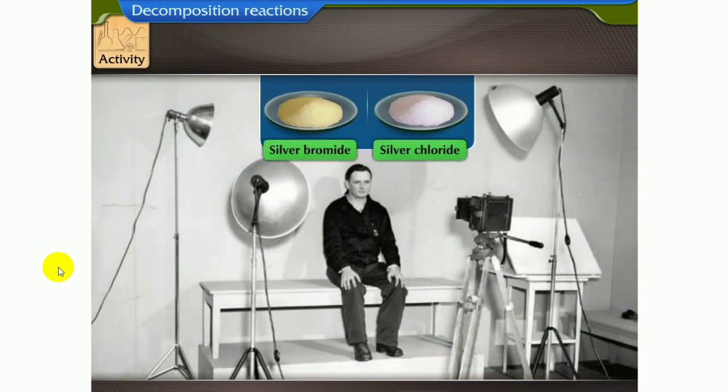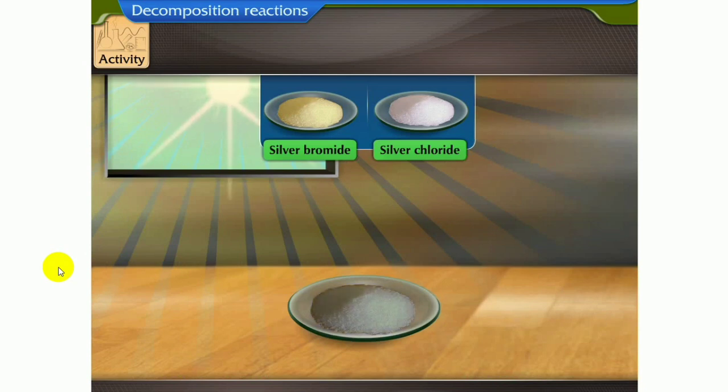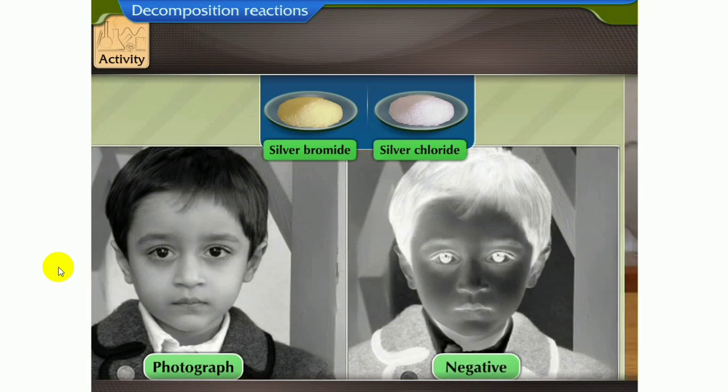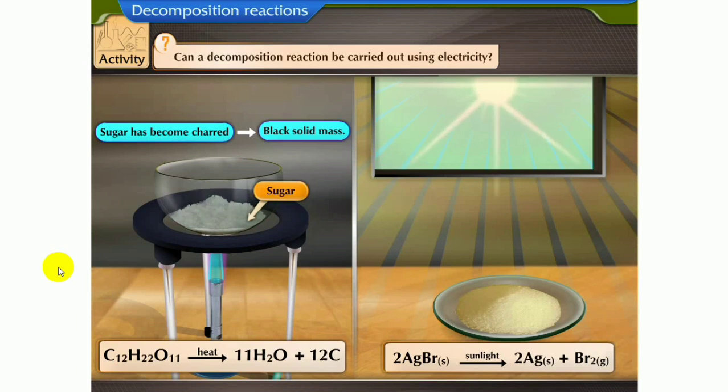Silver bromide and silver chloride are used in photography during the process of developing of photograph negatives. This is because silver salts, when exposed to light, turn to metallic silver which block light and appear as the black part of the film negative. In laboratories, these compounds are stored in dark-colored bottles to protect them from light. Can a decomposition reaction be carried out using electricity? Yes. Let us see whether water can be decomposed using electricity.